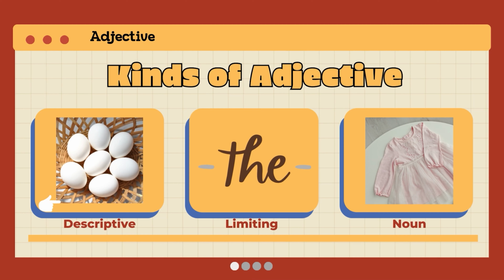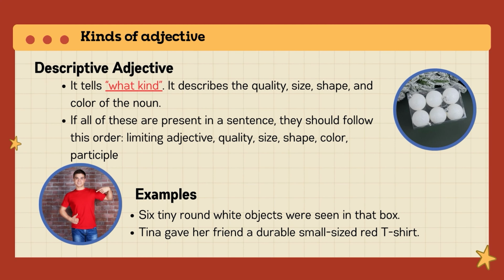There are kinds of adjectives, which will be our first topic. We will be tackling 10 adjectives, so let us head to the first one, the descriptive adjective. From the word itself, descriptive, you describe it. Its quality. Was it good or bad? Its size. Was it big or small? Its shape. Was it circle or heart? And its color. Was it orange, white, or red?